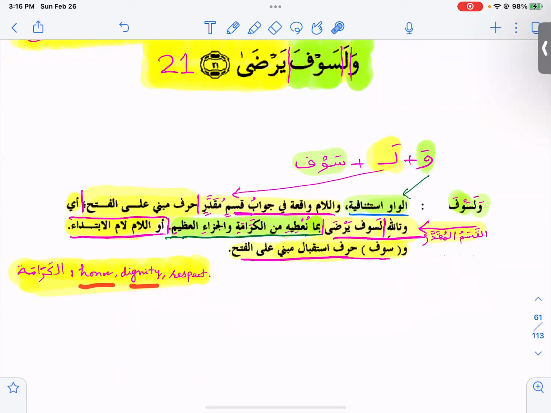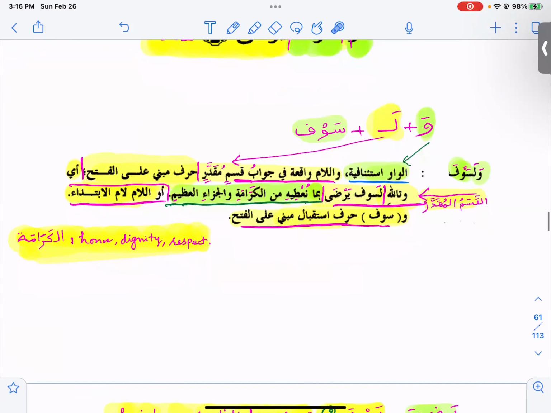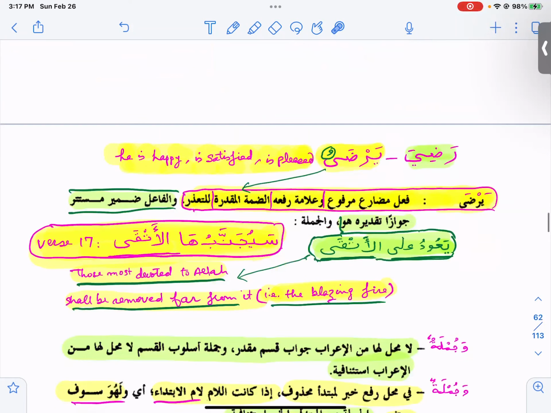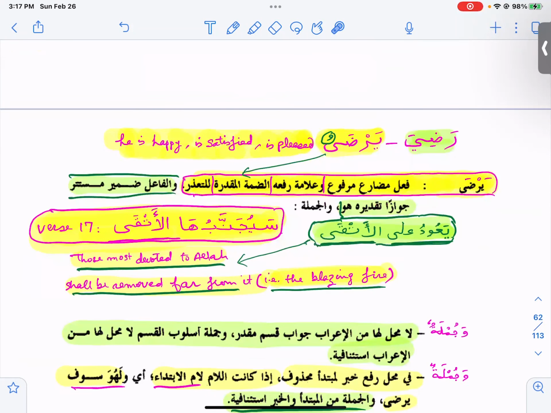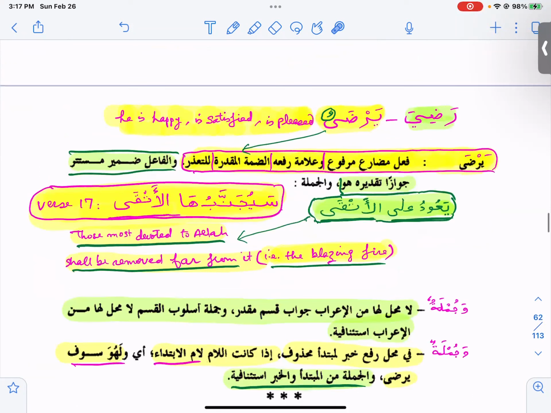Karamati means honor, dignity, respect. Bima nutihi min karamati: what Allah will give us, the honor, the dignity, we'll all be very happy. Radiya yarda. He is happy, he is satisfied. So my brothers and sisters, that is it. Radiya yarda. To be happy, he is satisfied, he is pleased.